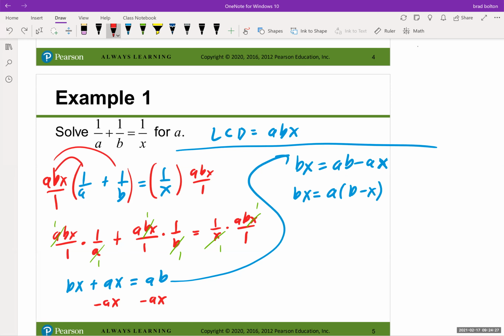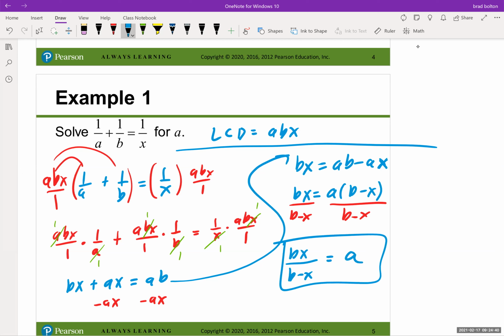And now I only have a single a, so I'm going to divide both sides by b minus x. So I end up with bx over (b minus x) equals a, and I solved for my variable, okay? So that's how you can solve for a variable when you have three fractions.